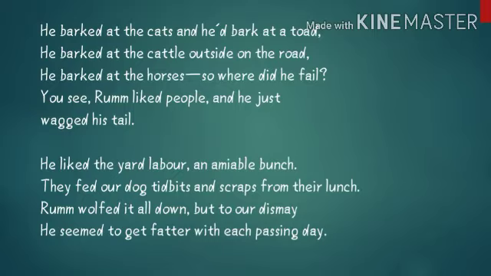He liked people very much, and whenever he saw people, he would wag his tail. And he liked the laborers who were working in the field, and he would just be around them, and they would feed this dog. They would feed Rum from their lunch, when they have meals. So what does Rum do after that? Rum used to eat everything that was given to him, and since he was eating everything, Rum was becoming fatter day by day.